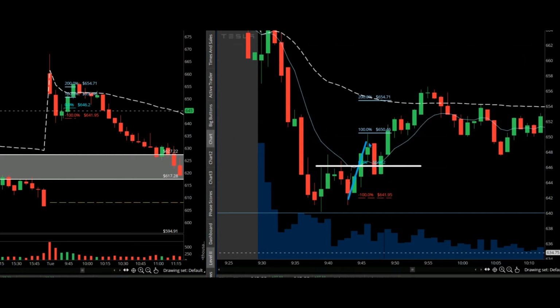I got to keep changing colors. So this is a retest. As we know, that previous resistance, which would be this white line here, now turns support once it's retested and we go up, right? And if you want to get technical about it, there was actually a breakout.